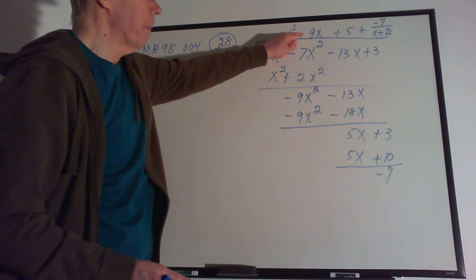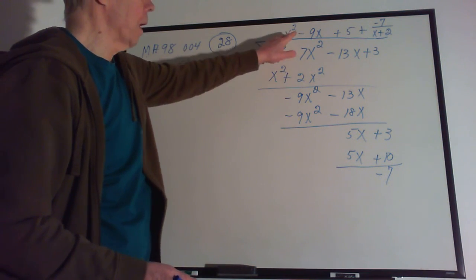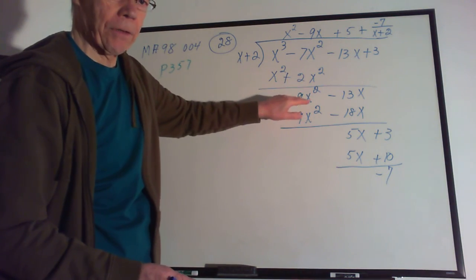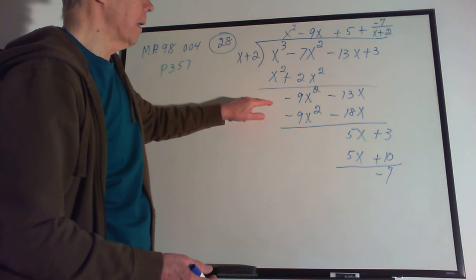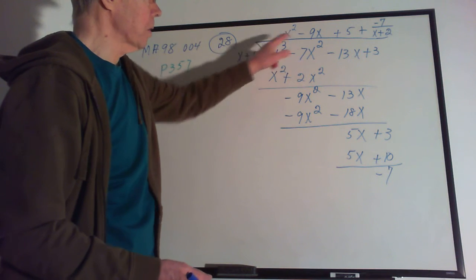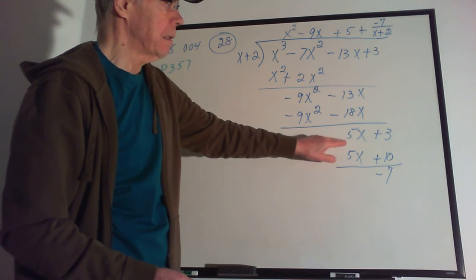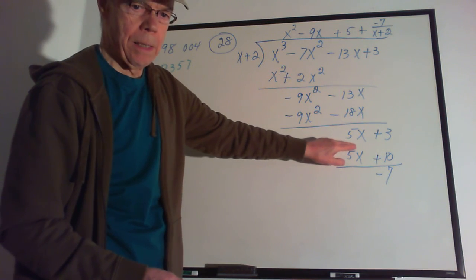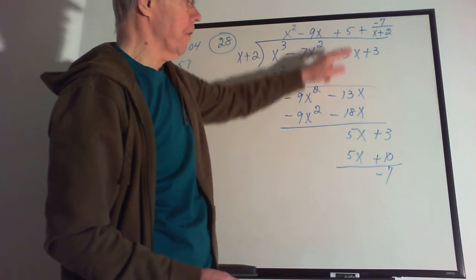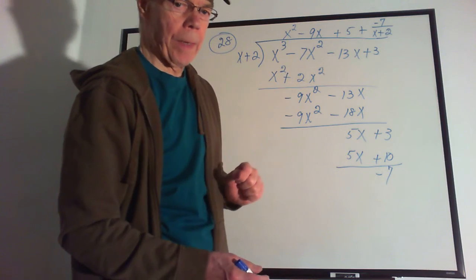So this should have been minus 9x. Right. Well, this would be positive 2x squared. Subtract this becomes negative 9x squared. All right, negative 9x squared divided by this will give me negative 9x. Multiplied through, I end up with this. Subtract it, I'm going to get 5x squared. I bring down the 3, 5x divided by x is 5. I have left over a negative 7, which becomes my remainder.